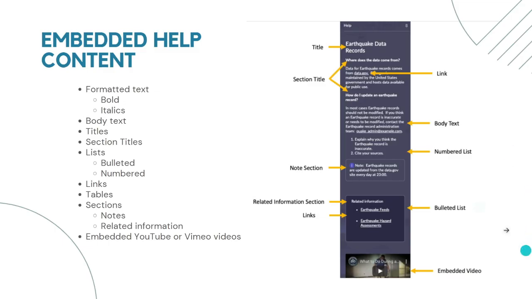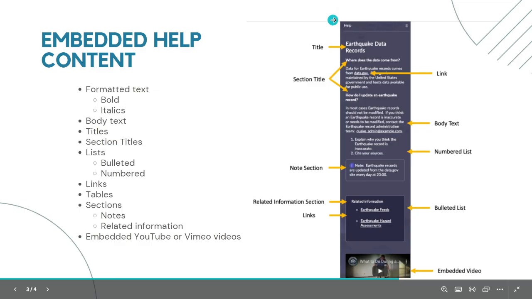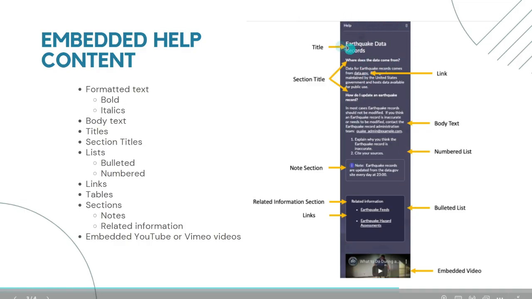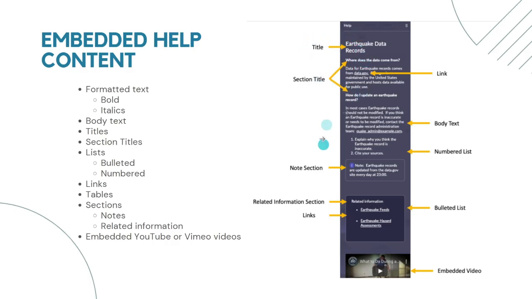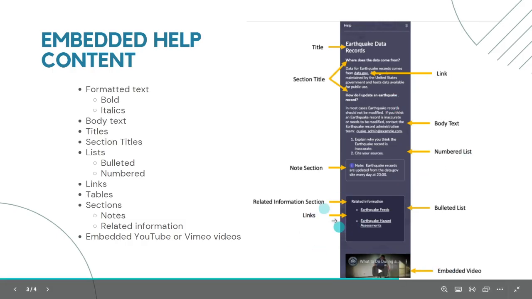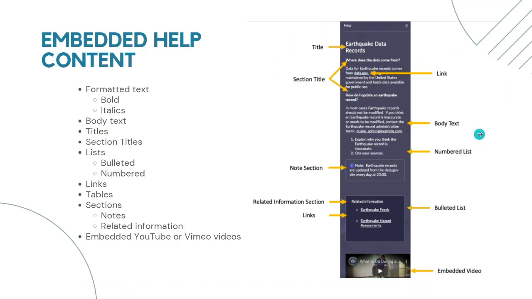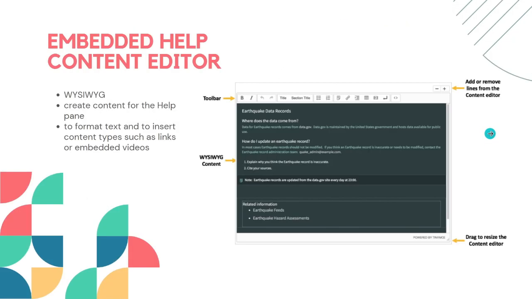As you can see here at the right, we have the help pane itself. Inside the help pane, we can add different kinds of content such as titles, section titles, links, videos, and so on and so forth. All of these things we can add through the help content editor.